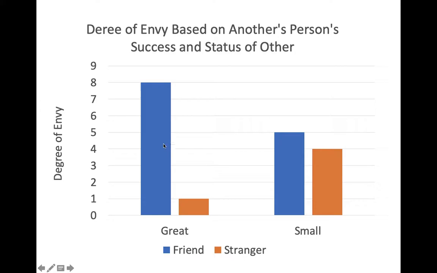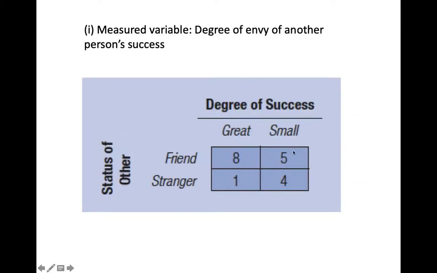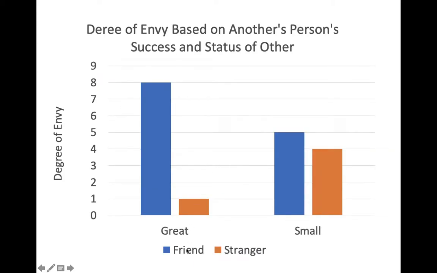So all I've done is just applied those cell means to the bars, and you'll see that the height of the bars corresponds exactly to the cell means in the table. So if you go friend, great success, friend in blue, great success, you'll notice that there's that 8, whereas a friend that had a small success was the 5. And then we've got the 1 and the 4, okay?